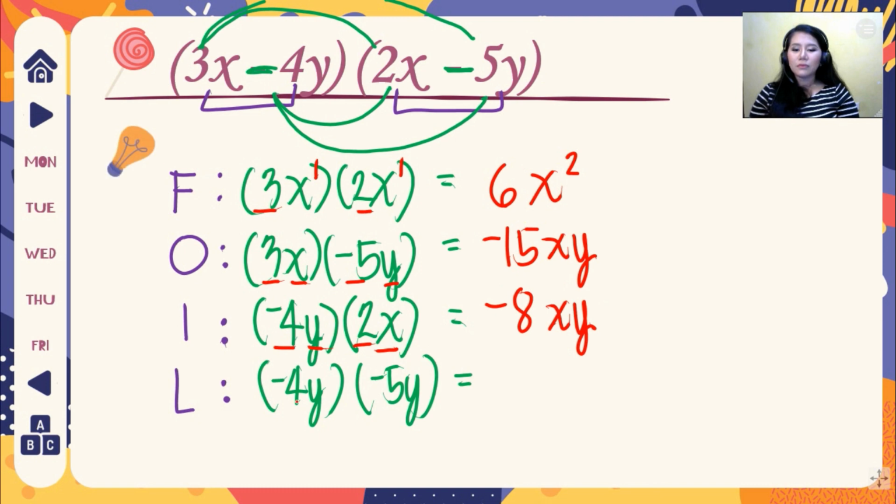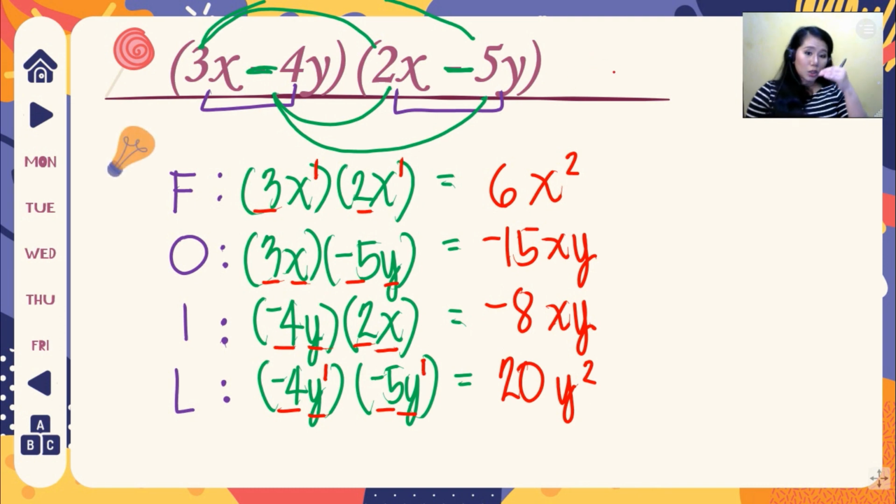Okay? Negative 4 times negative 5, negative, positive yon. Sa multiplication, ha? Nagta-times tayo, remember. So, this is positive 20. I don't write the positive sign anymore. Y squared. So, bakit naging y squared? Because y here has an exponent of 1. Y also here has an exponent of 1.